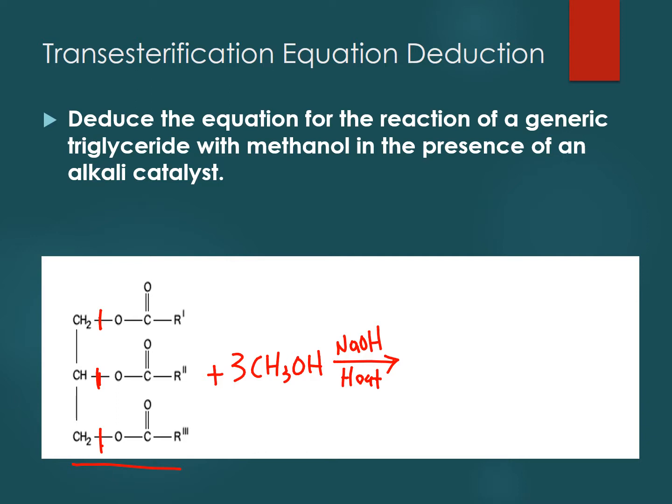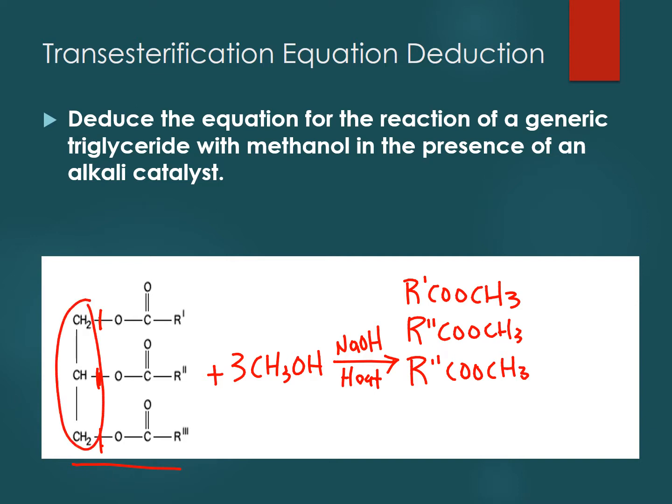So those esters are going to be R' COOCH3, R'' COOCH3, R''' COOCH3, methyl esters all around. And then this remaining chain is going to react with the 3 hydroxyl groups to produce glycerol. And glycerol is a 3-carbon chain, and it'll have a hydroxyl group on each carbon atom. I'm going to not write the hydrogens out here just because I'm running out of space. So methyl esters plus glycerol. This may seem tough at first, but once you get the hang of it, it's really not that bad.